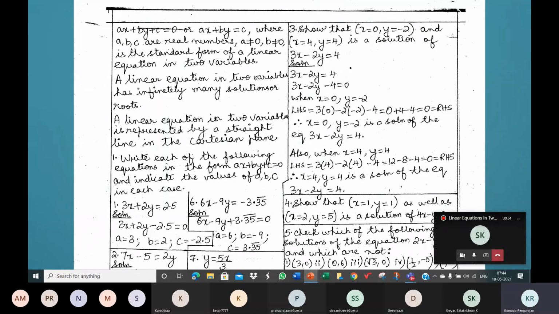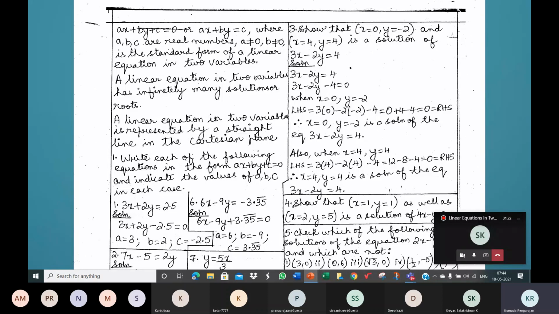It's not mandatory that there should be this constant term. So c can even be 0. When you say 2x plus 3y is equal to 0, the constant is absent there. The value of c is 0. So c can also be 0.